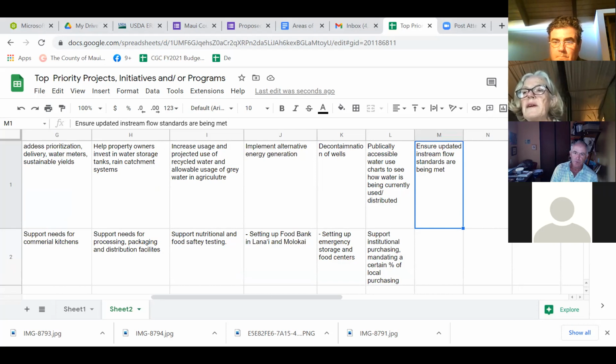Is there a way? I mean, there's a lot of streams that have flow standards, so to include them all would be a lot of listing. Basically, this is going into a strategic plan, so it has to be comprehensive, but it can't be super detailed. We can't go through and list every single stream or every single standard.